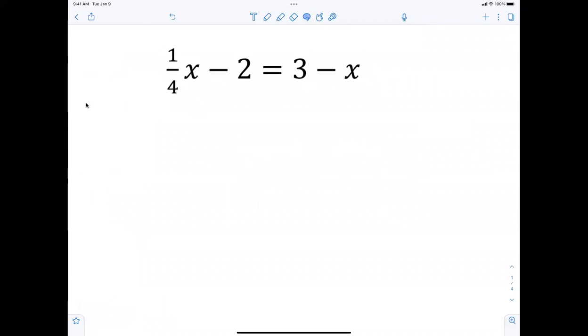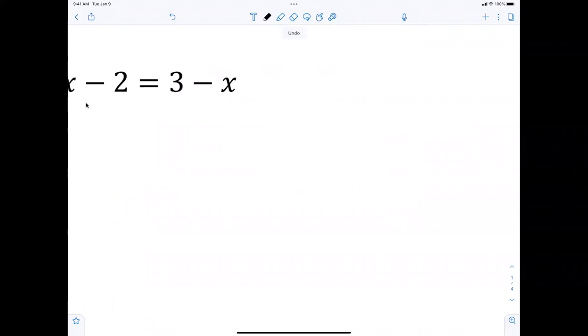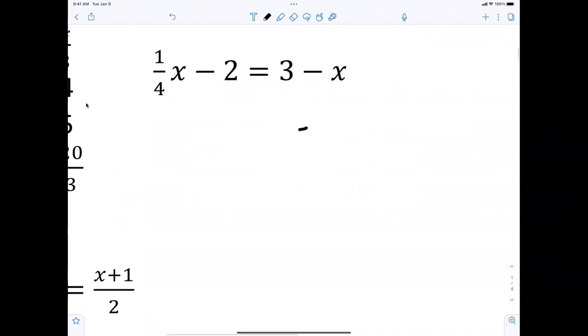Now, does everybody agree I'm adding 2, right? Yeah. So this is going to be 5, right? If I add x, 1 plus 1/4 is 1 1/4 or 5/4. So I'm going to write this down: 5/4 x equals 5. Anybody have a problem with that?